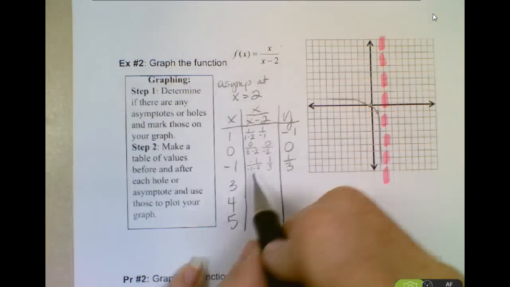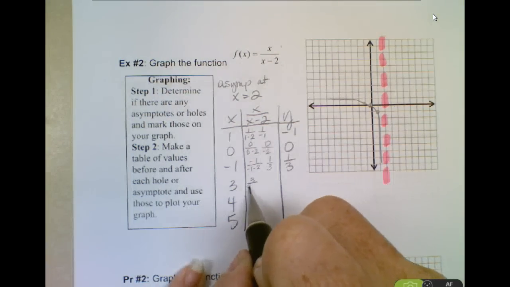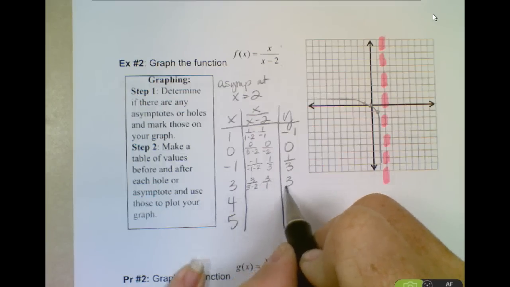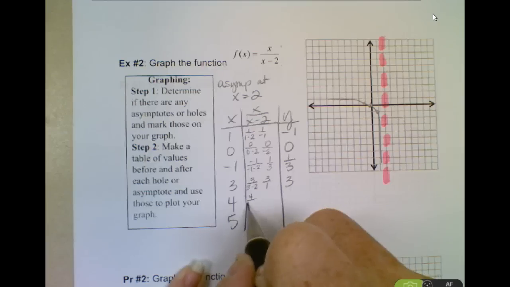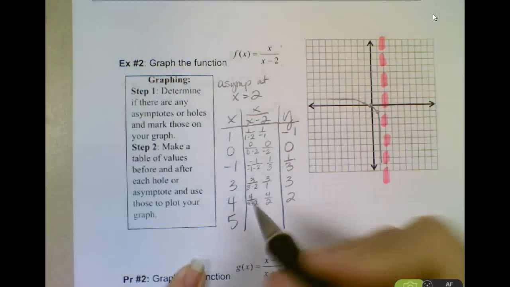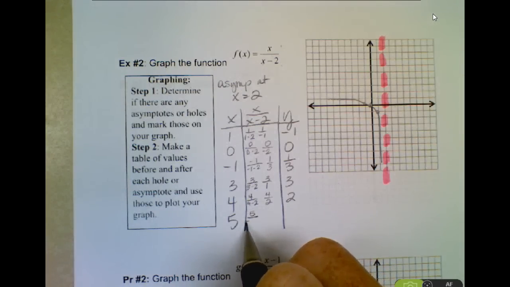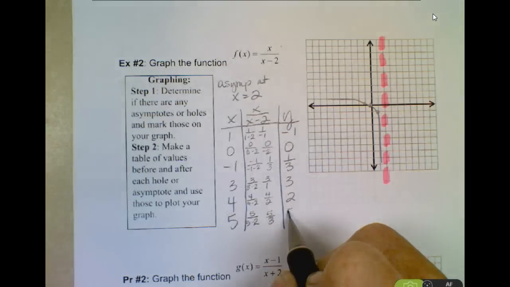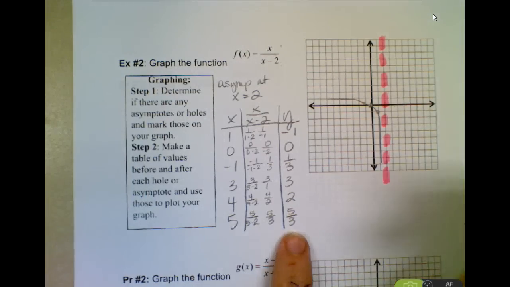So let's plug in here. 3 over 3 minus 2. 3 minus 2 is 1, and 3 divided by 1 is 3. 4 over 4 minus 2 will give us 4 over 2, which is 2. 5 over 5 minus 2 would be 5/3, so that's 1 and a little bit.